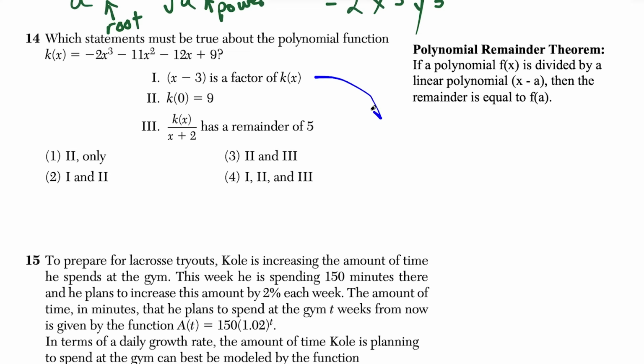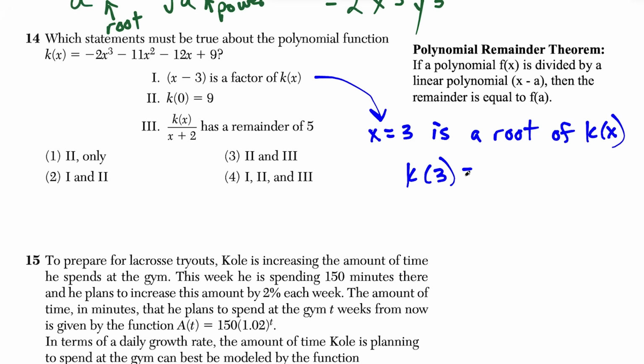If this is true, this would tell us that x equals 3 is a root of k of x. Okay, so x equals 3 is a root of k of x. And if x equals 3 is a root of k of x, this would tell us that k of 3 is equal to 0. So this is something here that we have to investigate, and we will investigate this in a moment with the calculator.